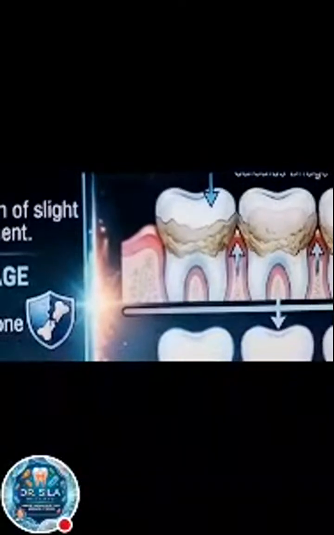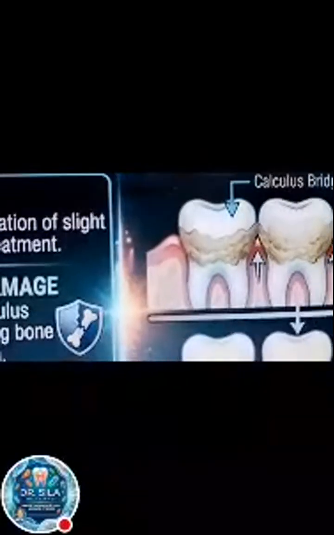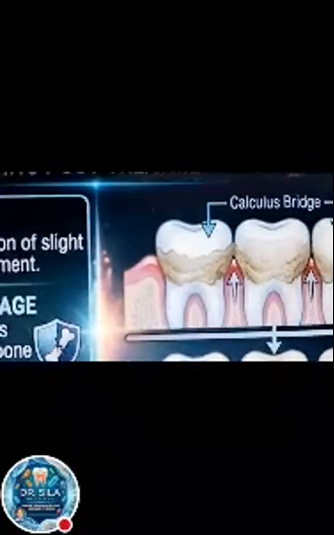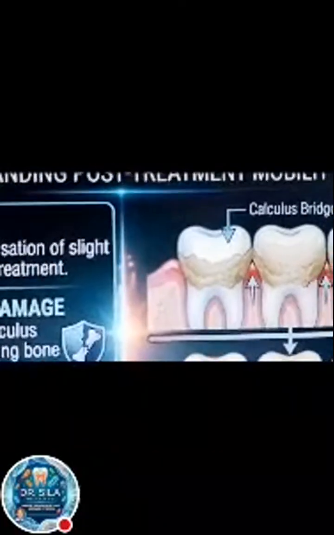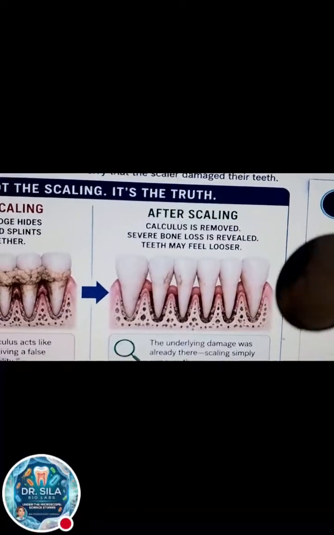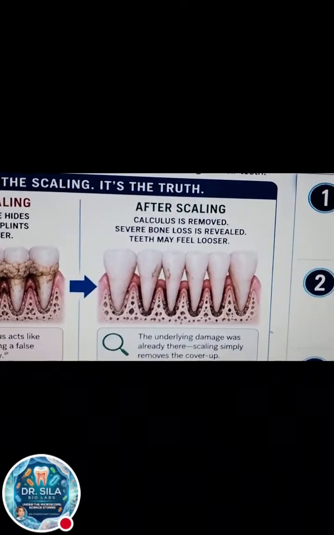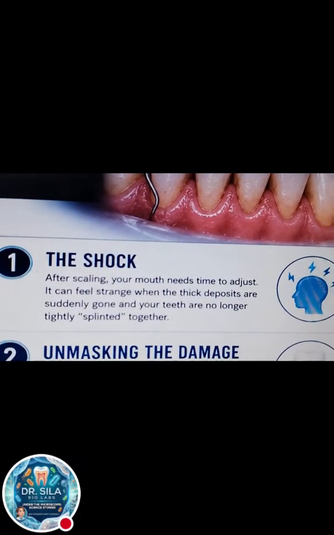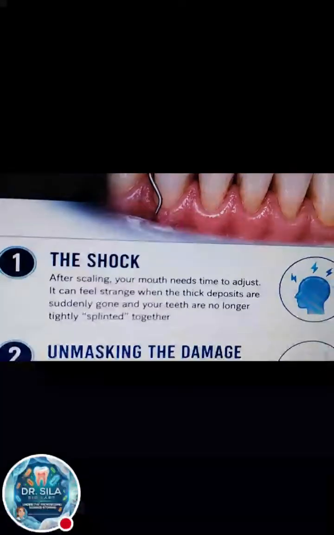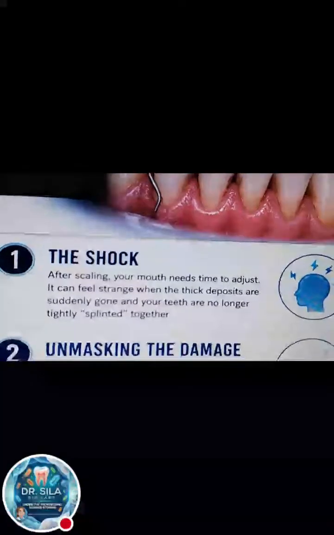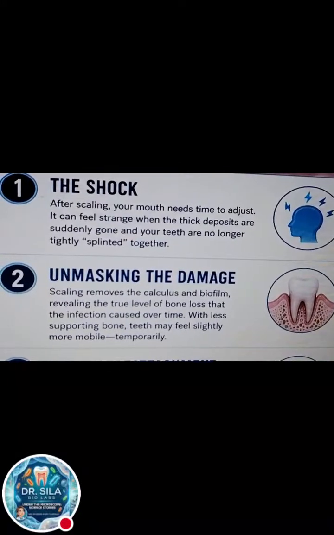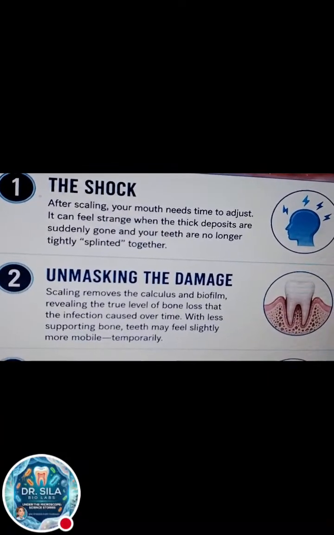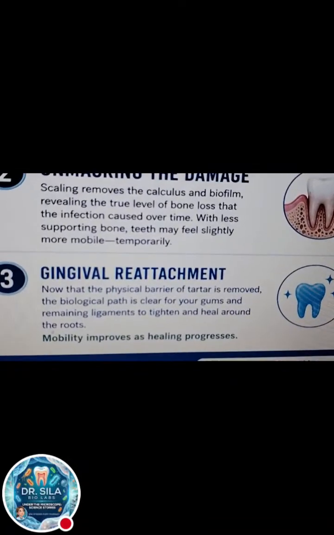This clears the path for gums and remaining ligament to tighten and heal around the roots. It takes some time. When we remove the rigid calculus, it reveals the underlying bone loss from the prior infection. It takes time, but it's happening. So after scaling, your mouth needs time to adjust. It can feel slightly mobile temporarily, because of the bone loss that the infection caused over time. Reattachment takes time.